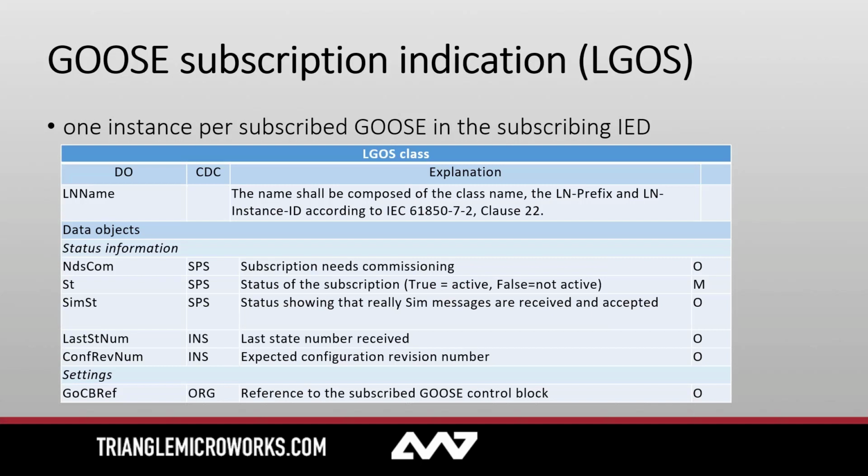With the LGOS, you get a clear indication if at least the interaction works, so if the device receives the GOOSE message. So that's something that we will see later on in the demonstration, how this can be useful to identify and classify possible problems that you have in your system configuration and implementation.